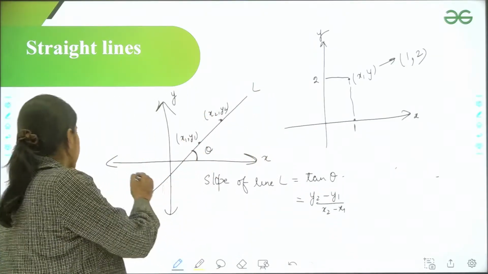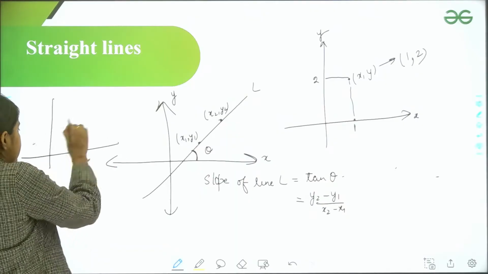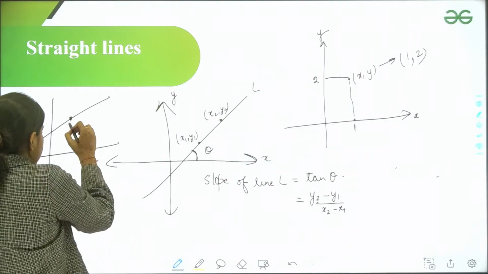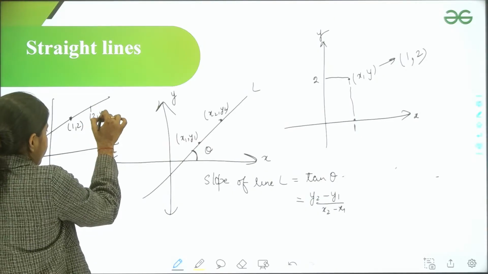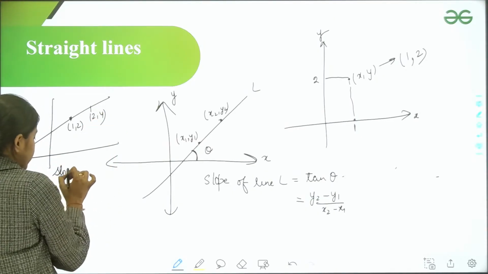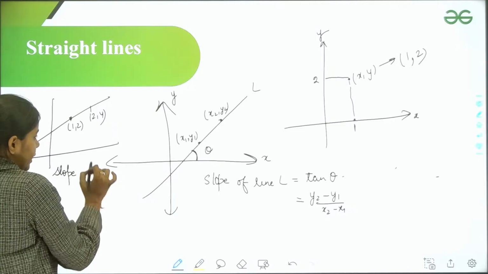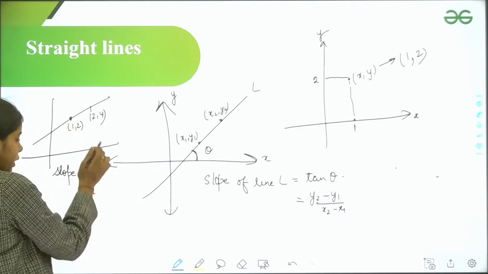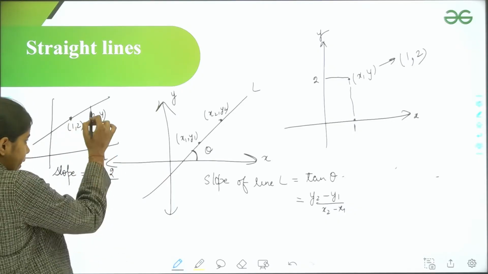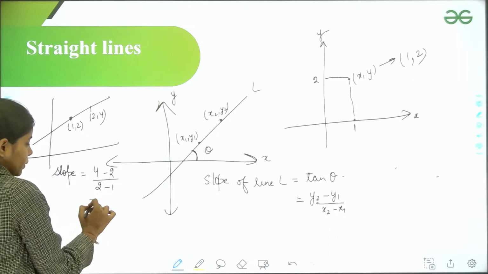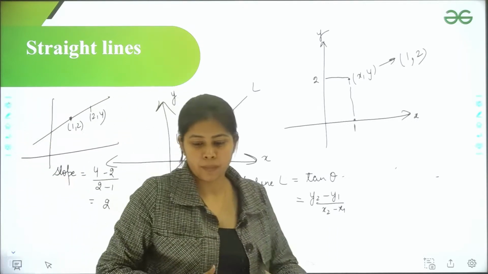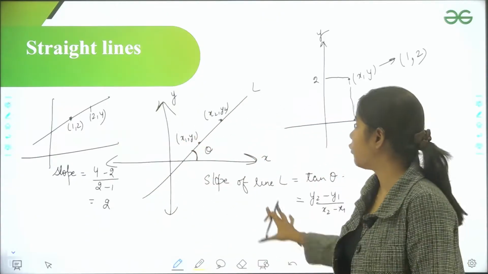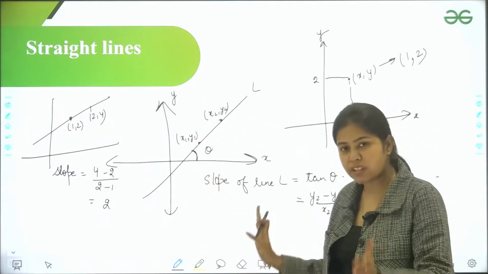So let's take one example. Let's suppose we have been given this line. This coordinate is, let's say, 1 comma 2 and this is 2 comma 4. If I want to find the slope here, the y coordinates are 4 and 2, so 4 minus 2, and the x coordinates are 2 and 1, so 2 minus 1. So here the slope would become 2. Slope of this line is 2, right? So I hope it is clear what the slope of a straight line is.